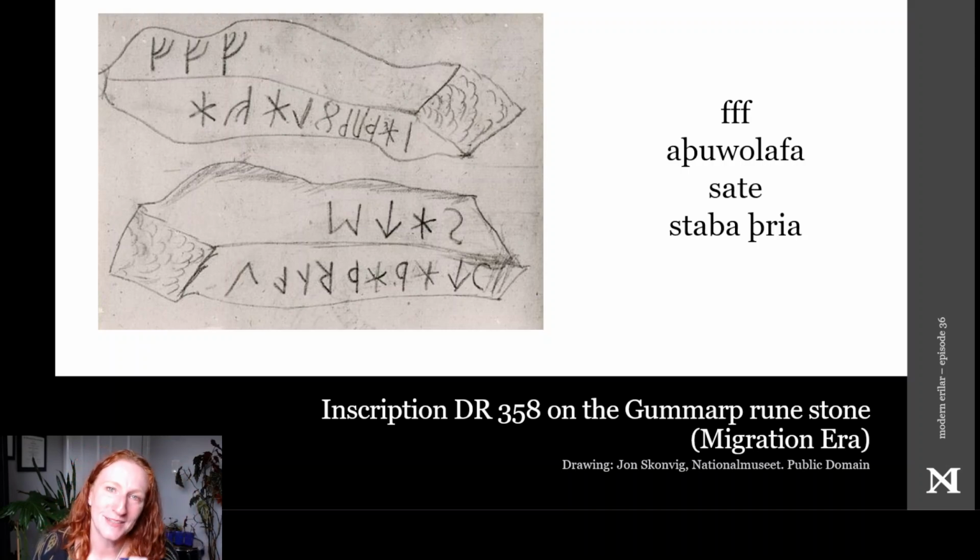Not far from the Stentoften stone, the Gummarp stone bears the inscription that our friend Háthuwulf, he appears again, but with a different spelling to his name. Háthuwulf set 3 staves, and you will also see from the drawing here that there are 3 Fehu runes on this particular stone.